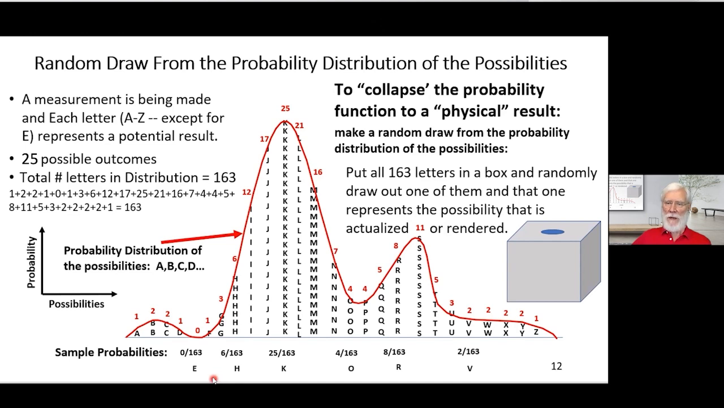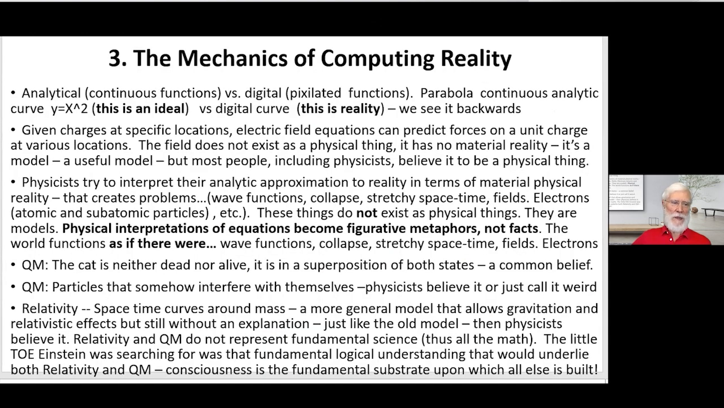So then the random draw from this probability distribution means that that box gets shaken and stirred so that all the letters in there are randomized. And then someone reaches in through that hole, picks out one letter, and that is what the system renders as the result of that measurement. Okay. All right. This, I think, was toward the end of the first part.